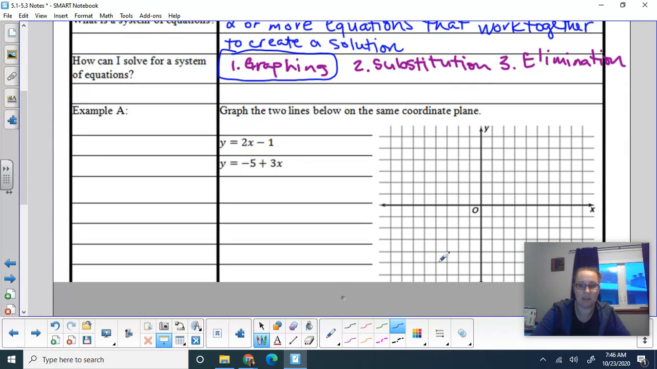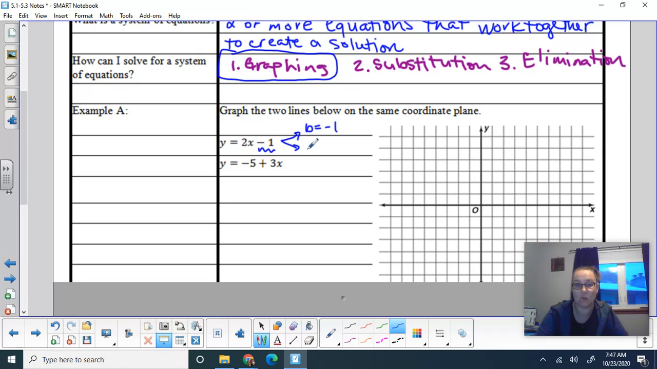All right, let's take a look at our first example together. So in our first example, we are going to be graphing these two. Notice this is considered a system because we have two equations listed. I'm going to always start by listing out what my slope is and what my y-intercept is, and then we will plot that on the graph. So in this case, if you remember, your y-intercept is the number that is just by itself. It doesn't have the x attached to it.